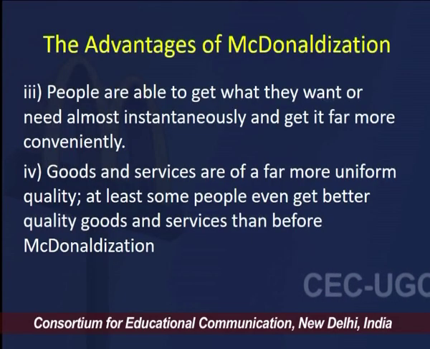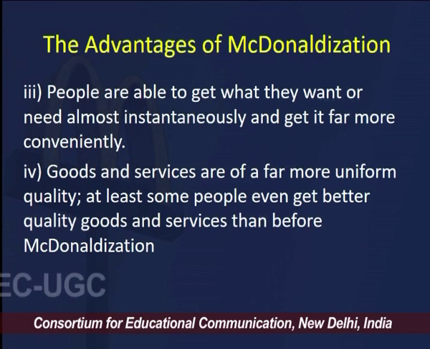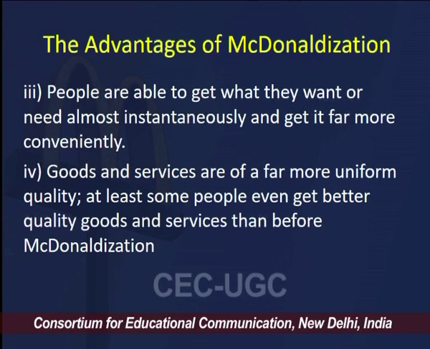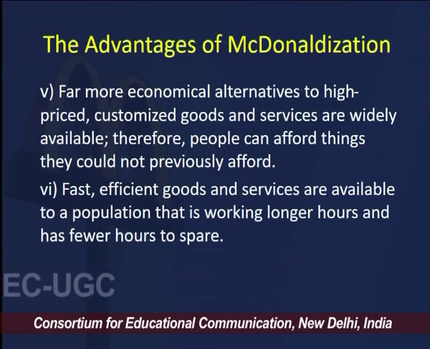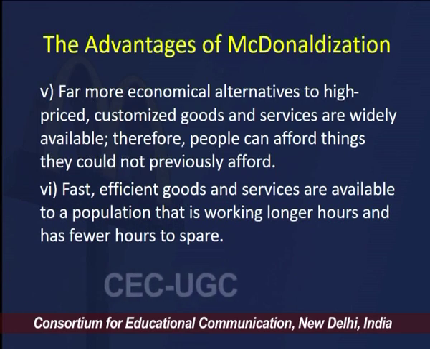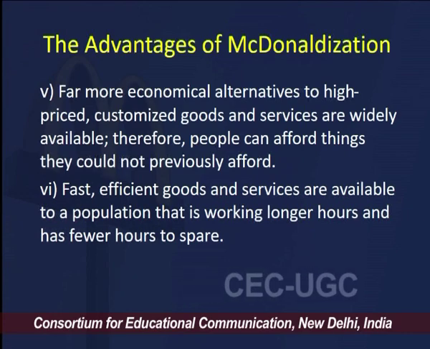Fourth, goods and services are of far more uniform quality. At least some people even get better quality goods and services than before McDonaldization. Fifth, far more economic alternatives to higher priced customized goods and services are widely available. Therefore, people can afford things they could not previously afford.